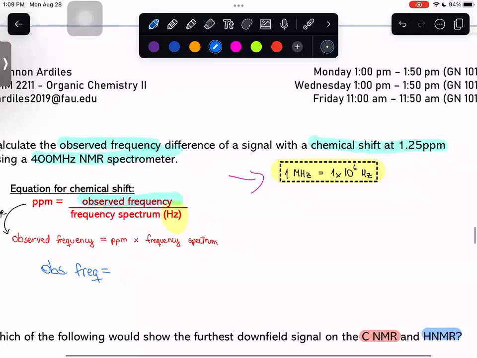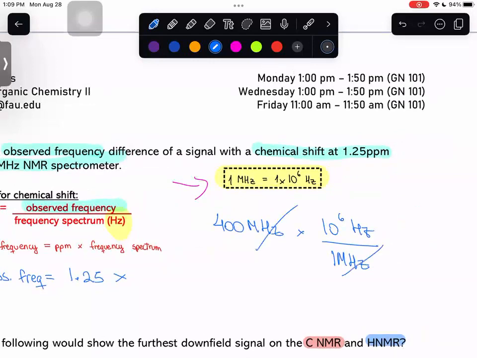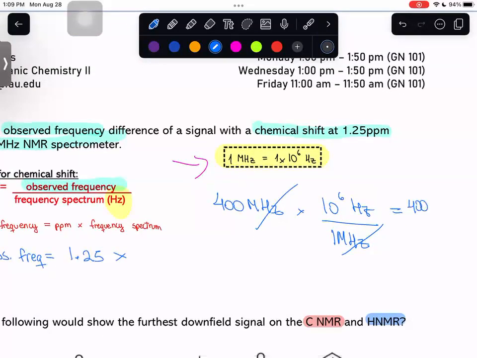So ppm value, 1.25 times the frequency spectrum. Now, the frequency spectrum is given in megahertz. So you have to be careful because we have to convert everything to hertz. So how would I do that? Am I gonna divide it by 10 to the 6 or multiply it? You're gonna multiply it, beautiful. So yes, you're just gonna do this, 10 to the 6 hertz over 1 megahertz. So now we can see how the units are just gonna cancel and that's gonna give us the hertz. In this case, we have 400 times 10 to the 6 hertz.